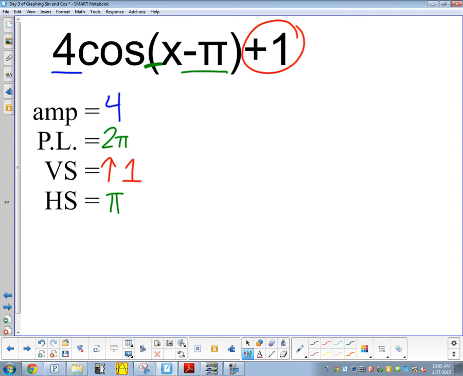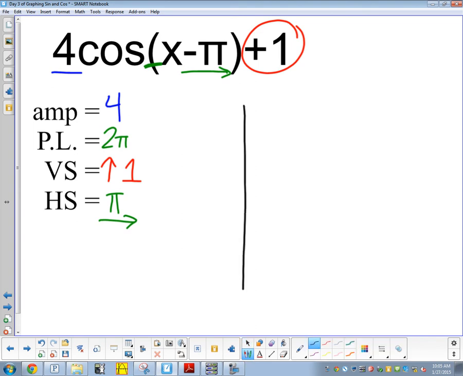We have to know which direction we're going to go pi. Which direction should that take us? That should take us to the right. Okay, it's opposite of what you think: when it's a minus sign, that takes you to the right. Most of us that missed that one took it to the left instead of to the right.